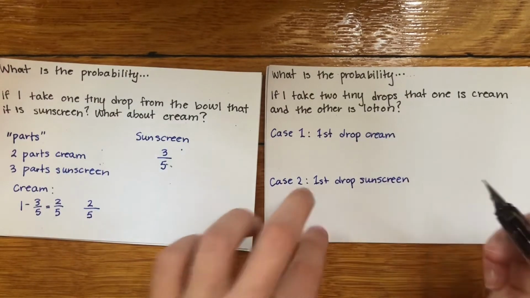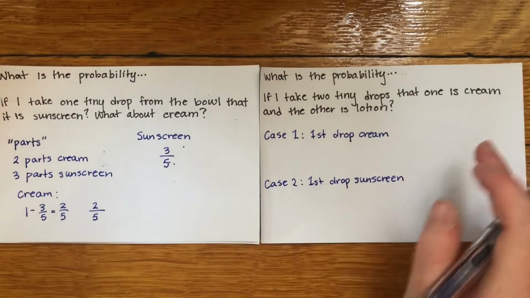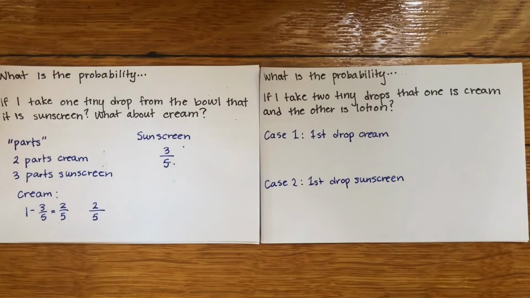And then of course in case 1, the second would have to be sunscreen so that we could follow the rules of the problem. And in the second case, the second drop would have to be cream. So now that we've set up our 2 cases, we have some probabilities to solve, and we're going to use our answers from this part of the question as well.